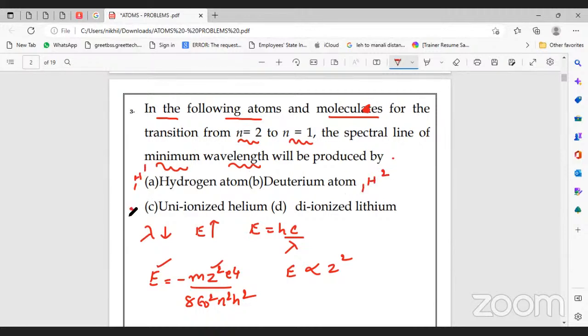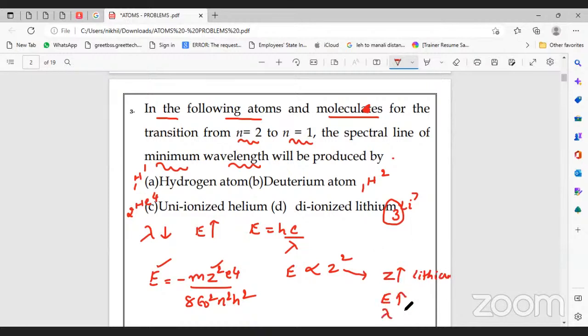Uni-ionized helium means what? 2He4. Lithium means 3 lithium 7, no? So among hydrogen, deuterium, ionized helium and ionized lithium, the Z value is more for lithium. So energy will be more for lithium.